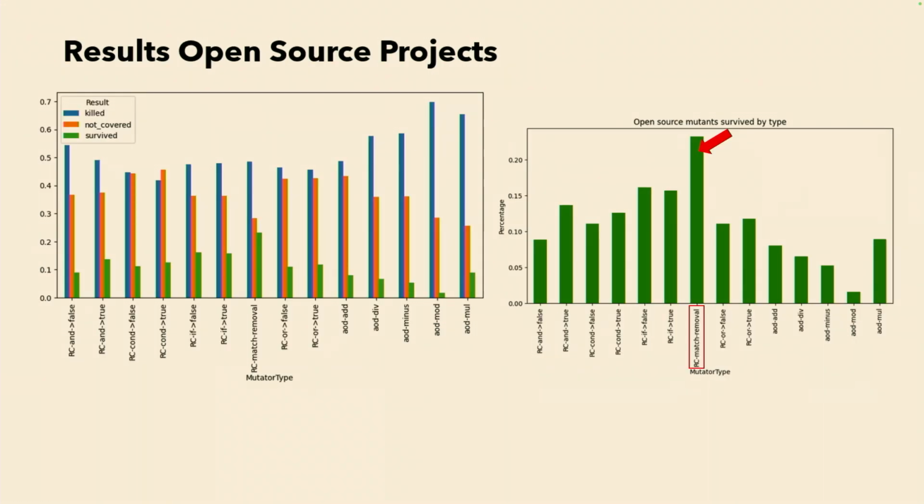So now onto the open source projects results. There was a fair amount of survived mutants, which is good if you're looking for mutation analysis, bad if you're an open source project. And the plot on the right is the number of survived mutants. We can see match removal seems to be the dominating mutant that survived here. And I can speculate that's because maybe open source projects tend to be more complex than the student submissions.